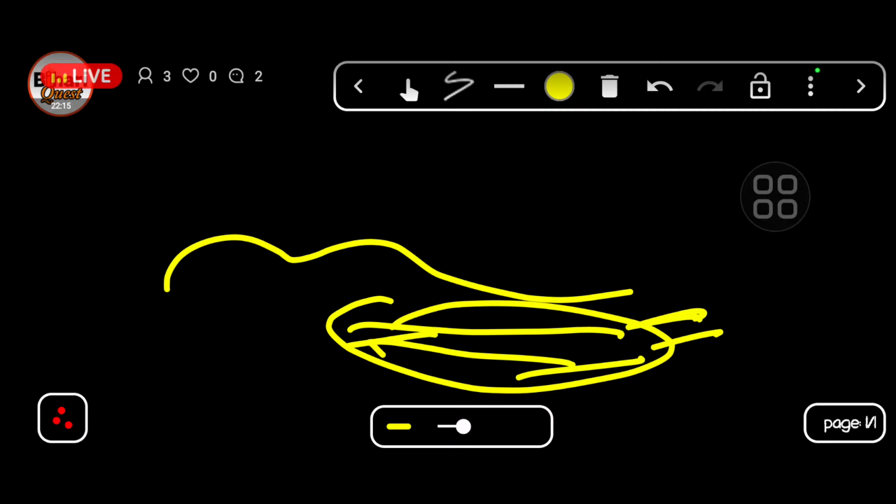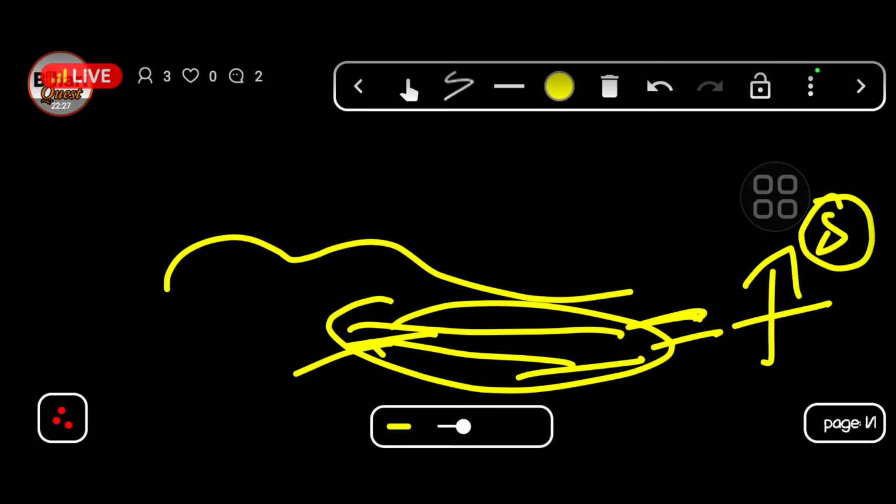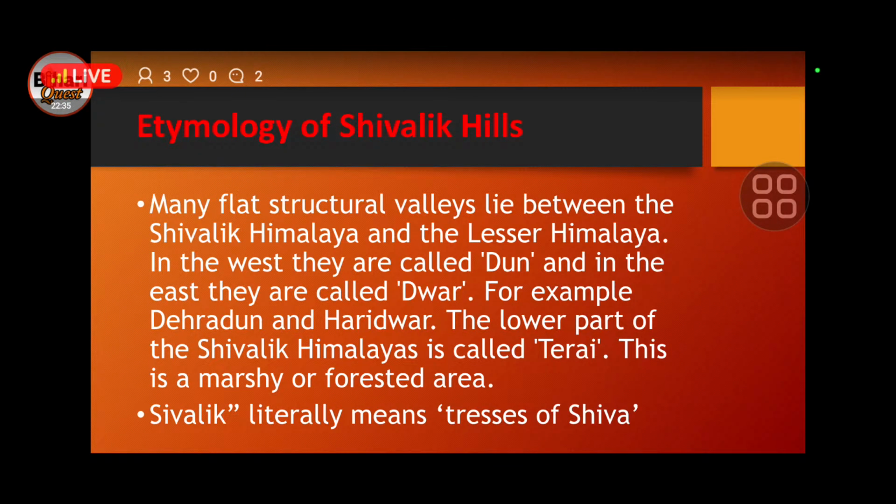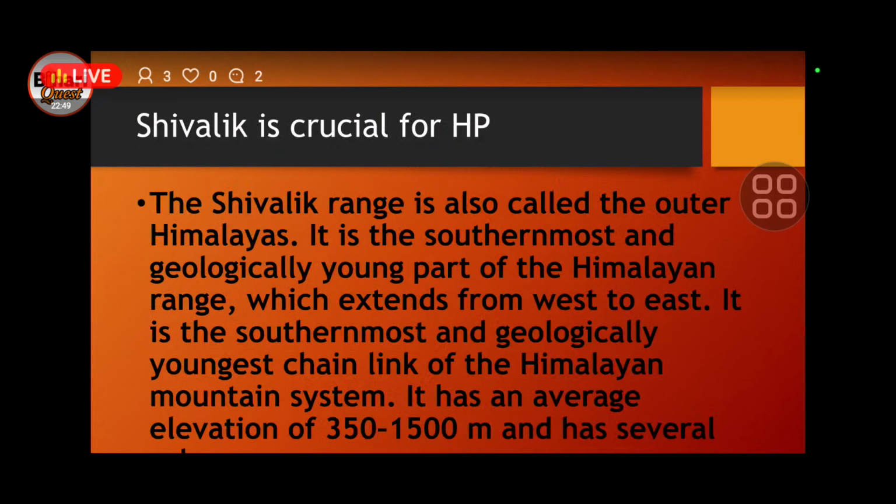This marshy land is important for us. Why? Because we are going to study Shivalik. In the north part of the marshy land, there is Shivalik. This is the physiography of Shivalik. So please remember, in the north of Tarai there is Shivalik. Tarai is a marshy or forested area. I have told you that Shivalik literally means traces of Shiva. So it is important for us.